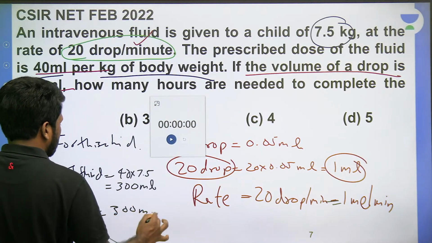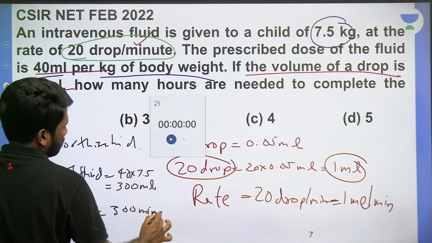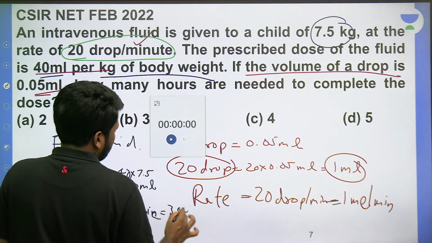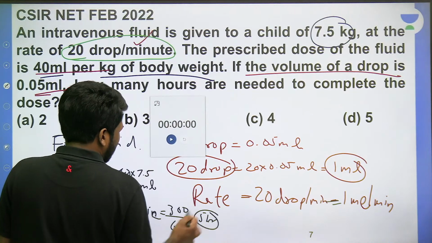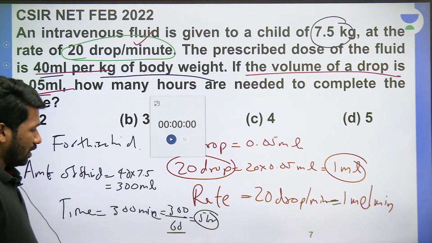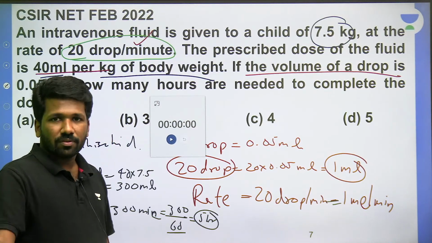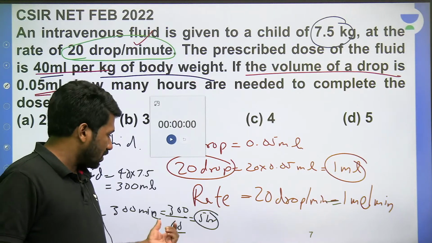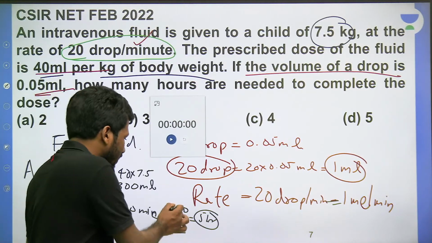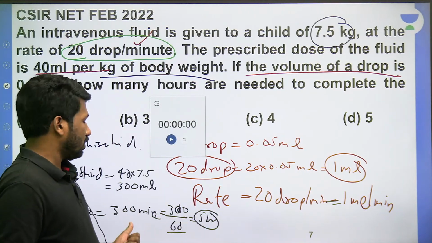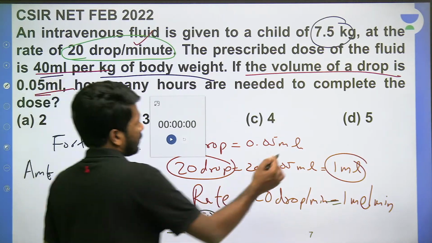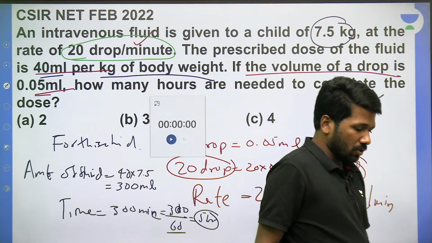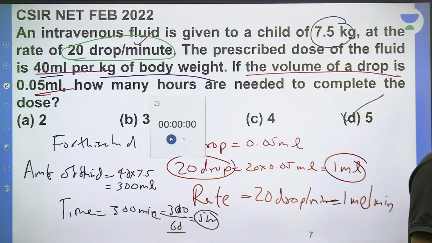Time 300 minutes है तो minutes में नहीं hours में चाहिए आंसर. 300 minute को hour में convert किया तो 300 by 60 hours, that is 5 hours. That all you should do in your mind. I will write the steps because that is needed, but at the time of exam you just have to do those things mentally. 300 minutes means 5 hours है ना, directly clear है वो. So 5 hours लगेगा. So option D is the correct answer. All clear how option D is the answer?